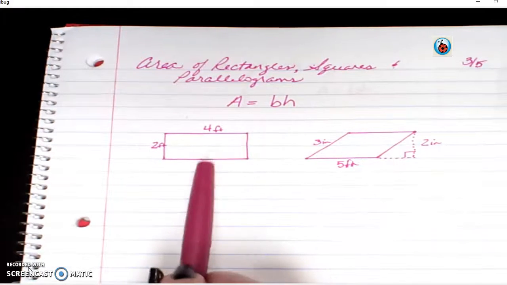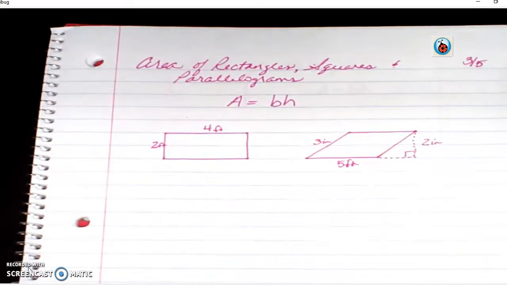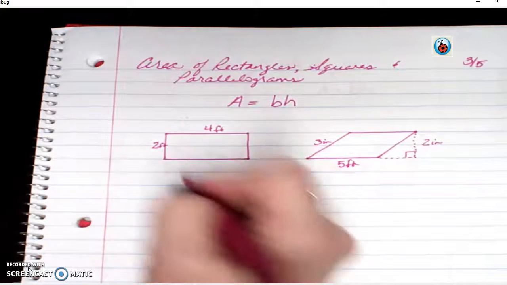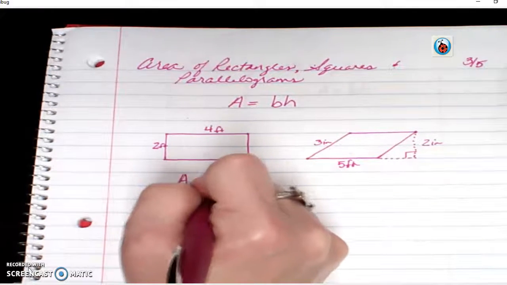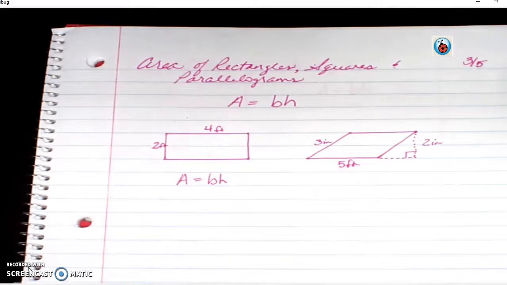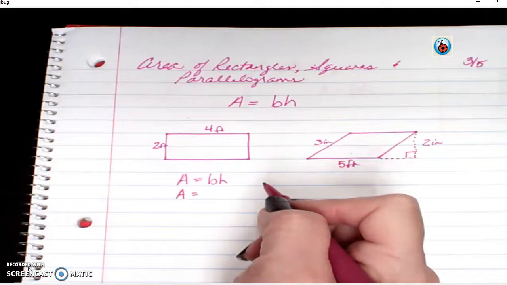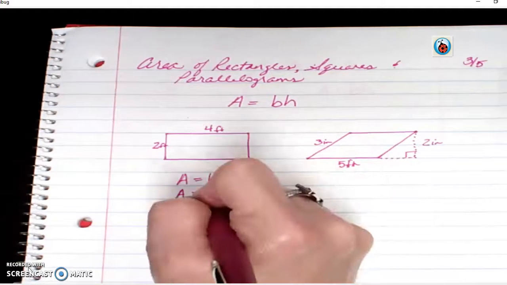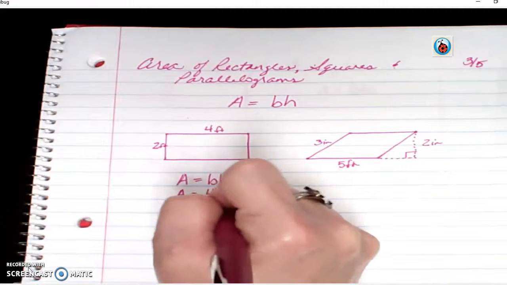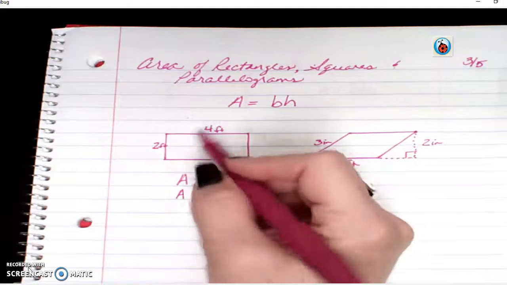So if you have a rectangle, you're always going to write your formula first. Area equals base times height. I don't have the area, I'm looking for it, so I'm going to keep the A. I'm going to plug in the numbers I do have. I have a 4 for a base, and I have a 2 for a height.